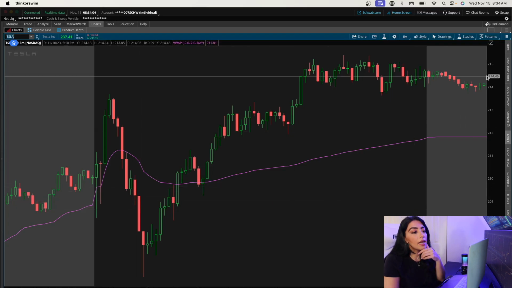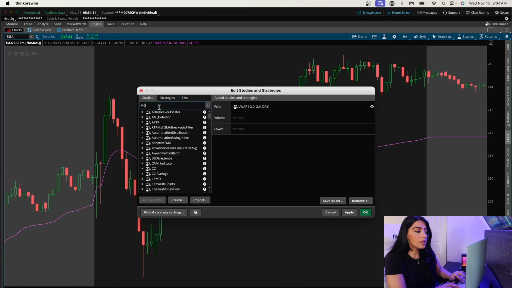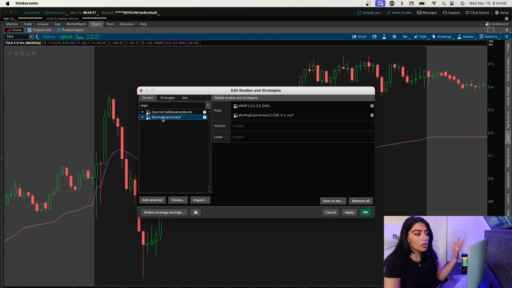Okay. The next indicator that we have is going to be our moving averages. Okay. So I use the exponential moving averages, and I use two. I use the 9 and 21. Now, some people use different moving averages. Some people use the 9 and 20. Some people use the 10 and 20.